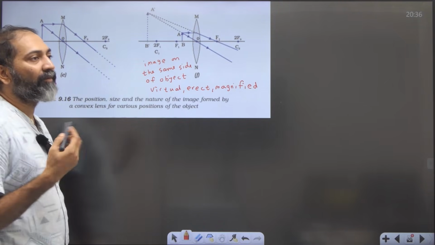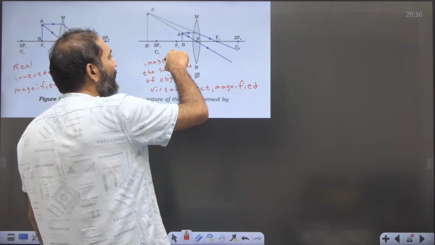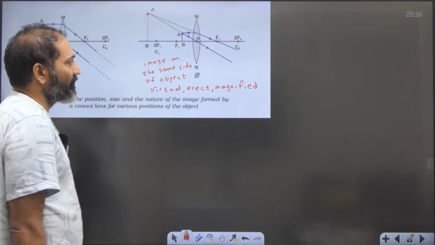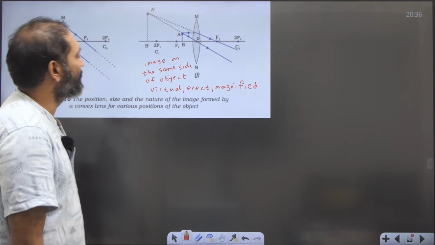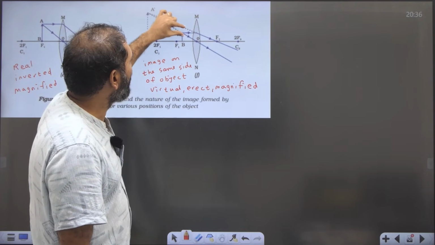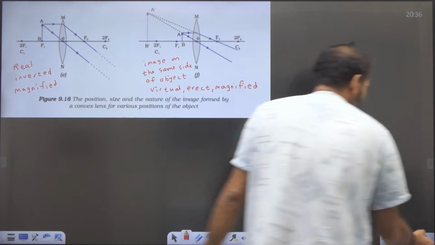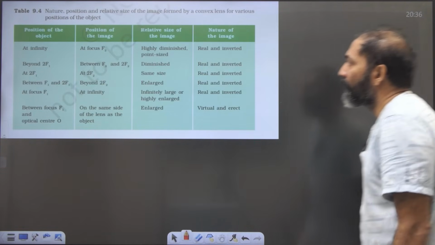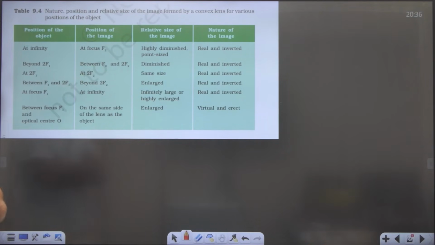So, in order to get a virtual image from convex lens, the object should be placed between f1 and optical center. Please do remember that. Okay, it's a virtual and erect image. See, these two rays are coming when we are making it backward. It's a virtual, not real.